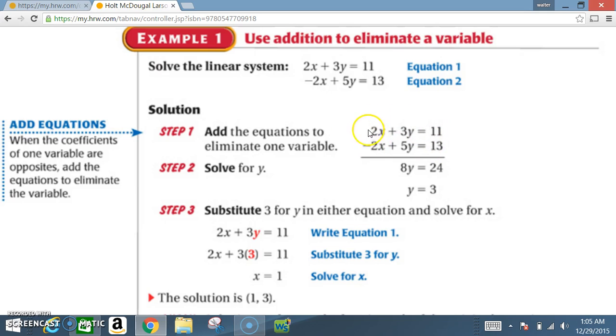Now here you can eliminate. One's positive, one is negative, so you add going down. Negative 2x plus 2x is 0, and you're left with 3y plus 5y, that's 8y. 11 plus 13 is 24. So now you have 8y is equal to 24. Solve for y. You're going to divide both sides by 8. 8 divided by 8 will leave you with 1, so you have 1y. 24 divided by 8 is equal to 3. So y is equal to 3.